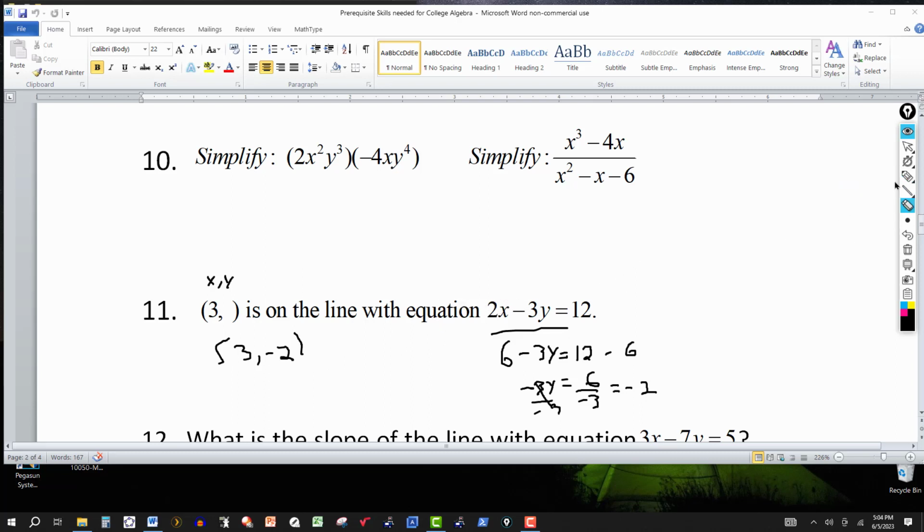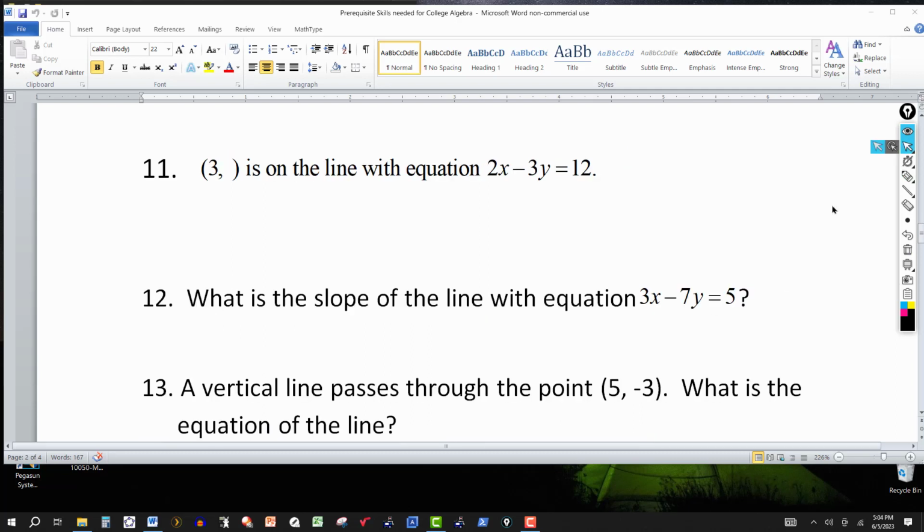So if you put a 3 where the x is and a negative 2 where the y is, it should give you the number on the right side. 3 times 2 is 6. Negative 2 times a negative 3 is a positive 6. 6 and 6 is 12. It checks. And then the next one, again, still working with lines.